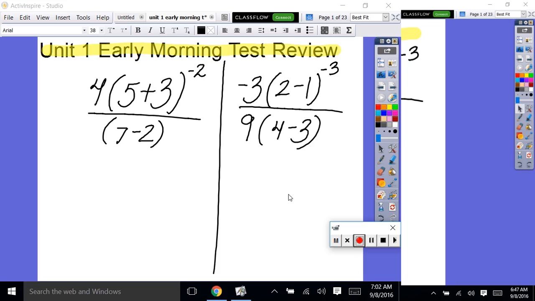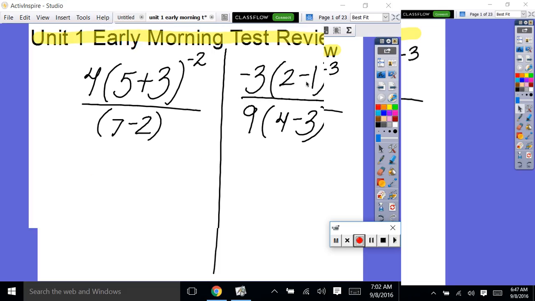This is really order of operations, because do you see how it's all numbers, no variables? Well, this is just simplifying. Remember, order of operations, you have to simplify in parentheses first. So we have 4 times 5 plus 3, which is 8. We need to do that. 8 to the negative 2, and then it's all over 7 minus 2. You see how I'm just simplifying in the parentheses first? So 7 minus 2 is 5.